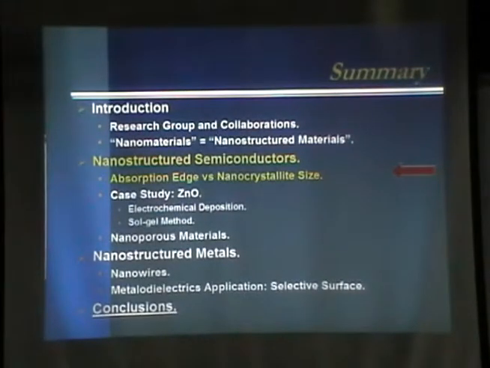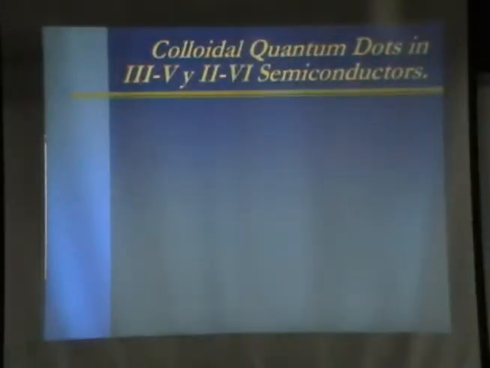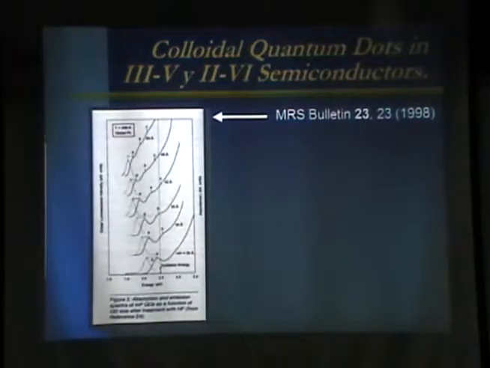Then let's see some examples of this shift. This is in fact a quite well-known result for colloidal materials, where you can see that by varying the size of the nanoparticles in semiconductor colloidal solutions, you vary the absorption edge. In this figure, the size of the nanocrystal increases in this direction, so you have a shift of the absorption edge to the largest energy, as I told you before.